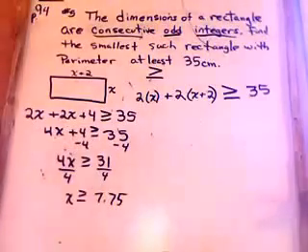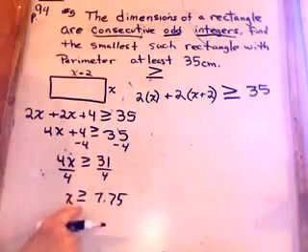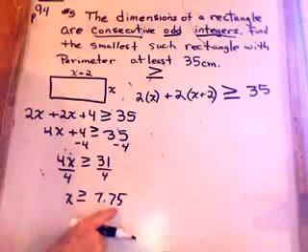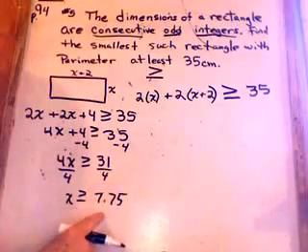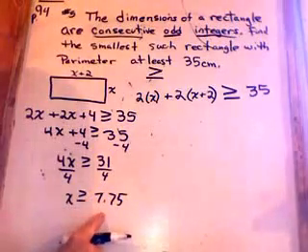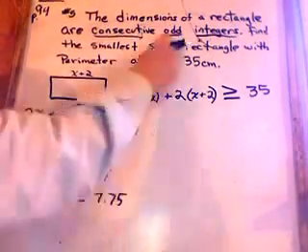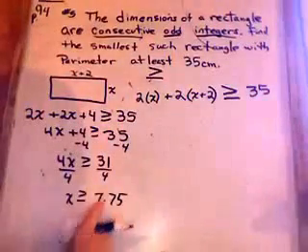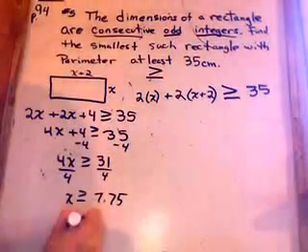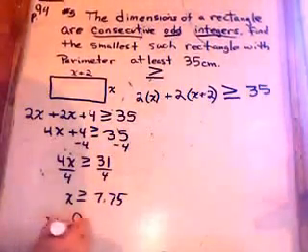Well, 7 is odd. So if I need an integer greater than 7.75, how about 8? That's greater than 7.75. Would 8 work? Hope you said no. Why not? Because 8's not odd. So what's the next integer? Oh, 9. So x could equal 9.